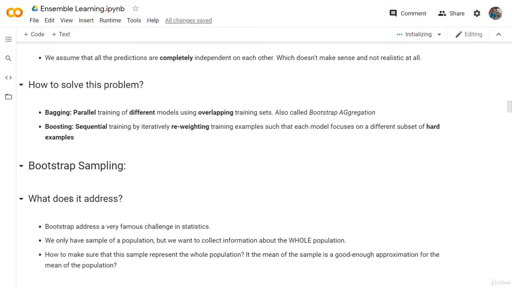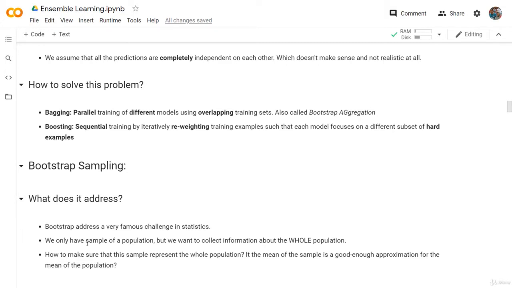So what is the problem that we have in statistics? In statistics, bootstrap actually addresses a very famous challenge. As you know, we want to model the population, right? If we have 1 million examples, we say that these 1 million examples represent all the examples in the real world, even though we might have 10 million in the real world, right? So what we have actually is a sample of the population.